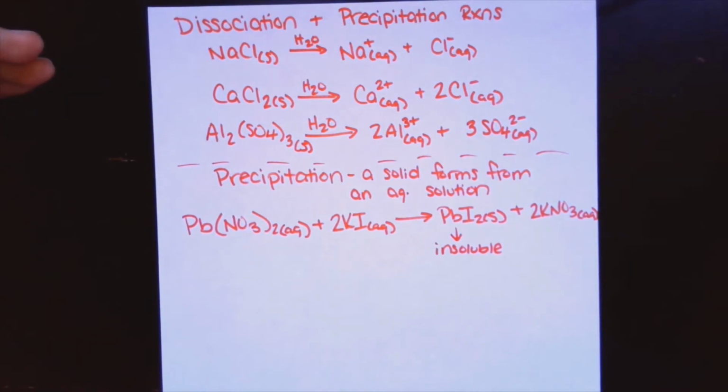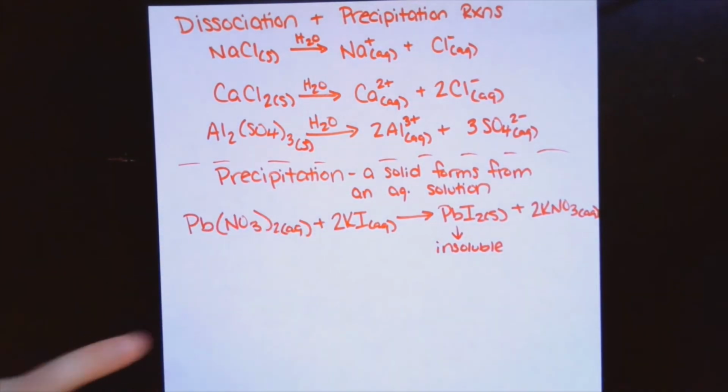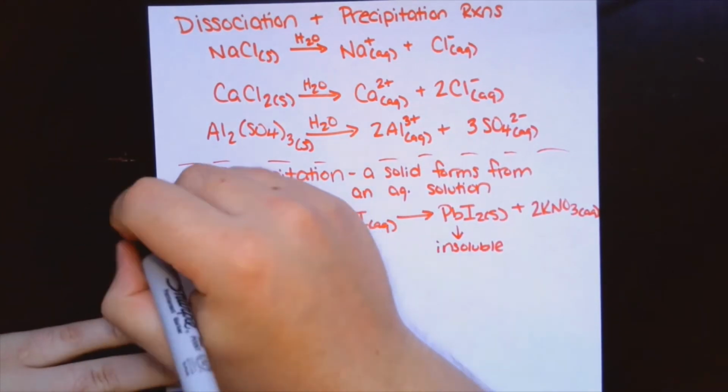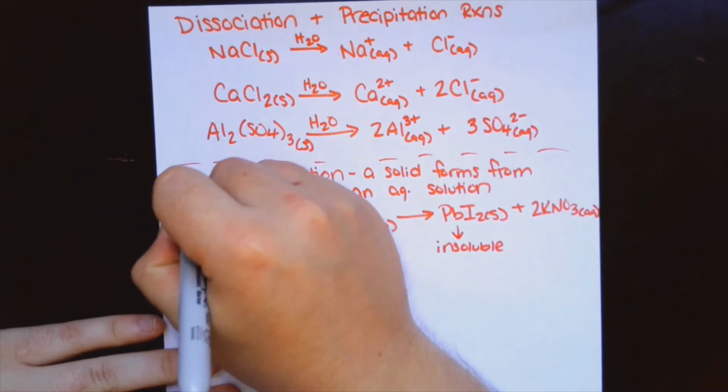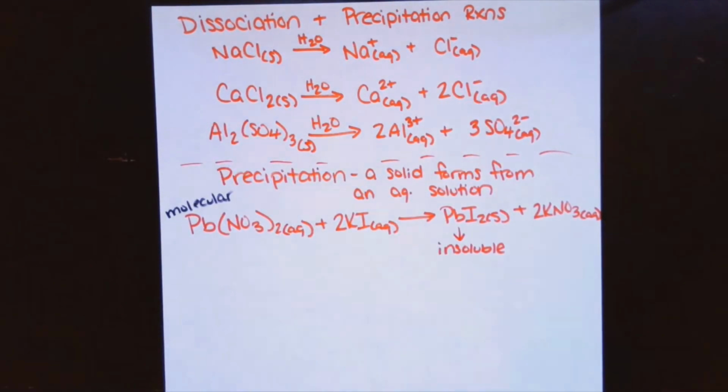Now, from there, you can actually look specifically at the precipitation process. The way you do it is by using a net ionic equation. So this form of the equation is referred to as the molecular equation, because we are showing these molecules in there as molecules. We're not showing any ions or anything.